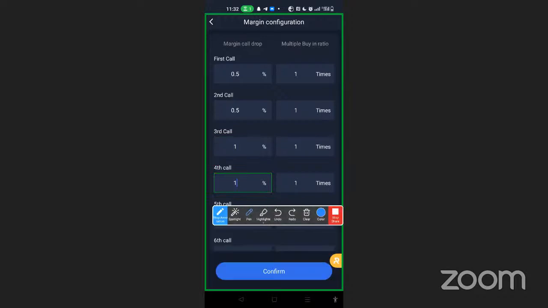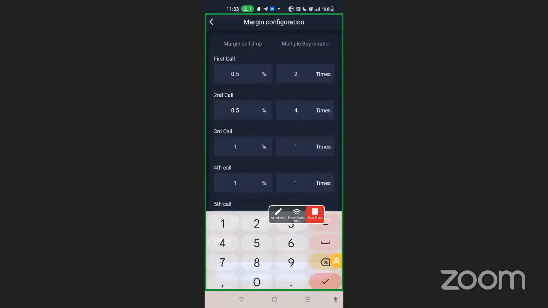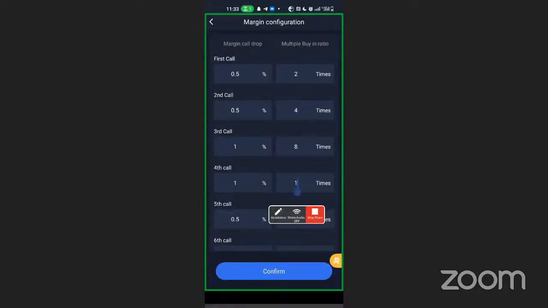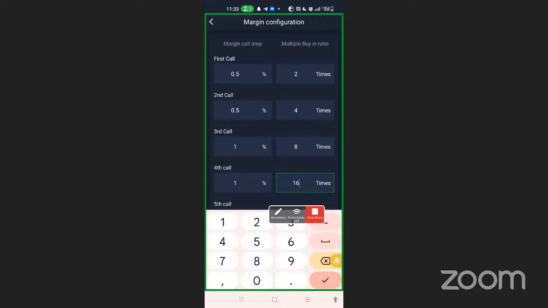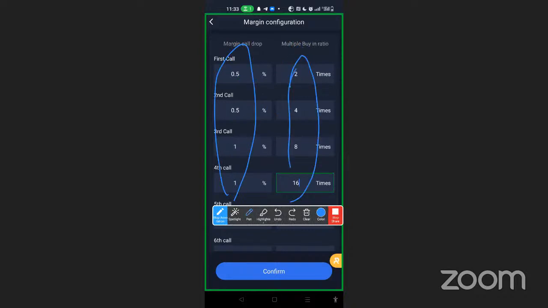What does this mean? This is 1, 2, 3. My robot will buy my first 2 calls faster. Then I put here a 2. Then I put here a 4. Then I put here an 8. Then I put here a 16. So my robot, this will be a 3% drop, and I'll be able to get out of my trade faster.